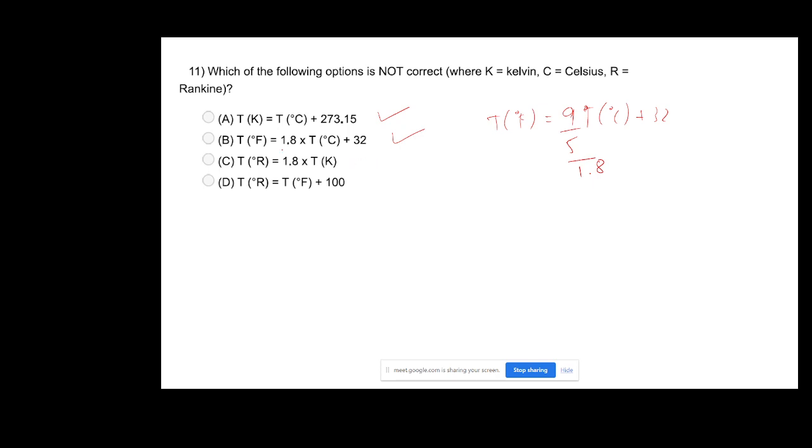Now this is degree Rankine, which is another unit to measure temperature. So this relation is also correct. However, degree Rankine to degree Celsius is related by this, and if we convert this in terms of Fahrenheit, then this is wrong. So this is not the correct answer here.